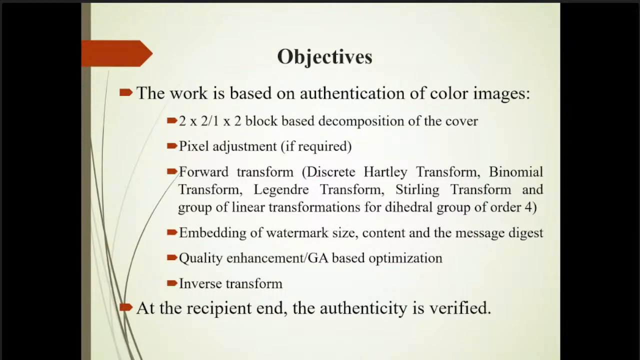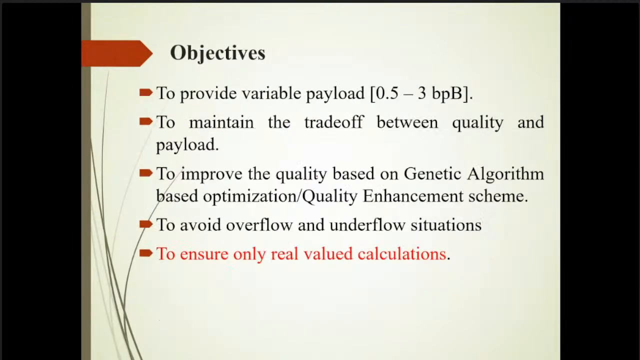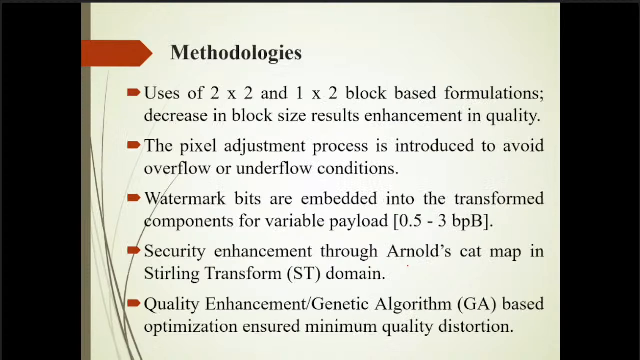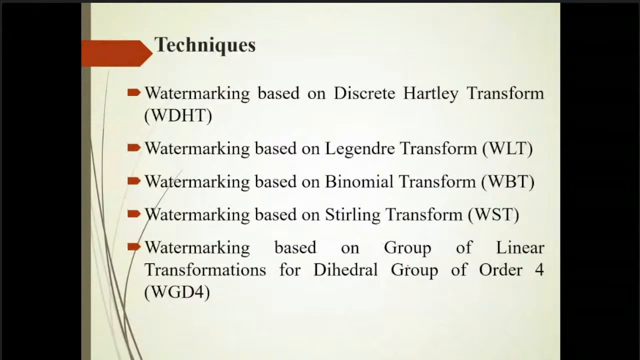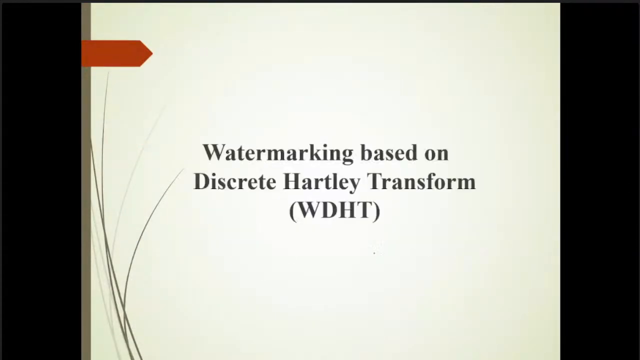Now there may be a fractional payload like 1.2. The reason is that I am not embedding uniformly in all pixels. I am selecting some pixels using some algorithm and embedding there only. These are my objectives I have already discussed, and we have embedded in the real components, and we have used 2 cross 2 and 1 cross 2 masks. So now let's see these 5 techniques and the quality enhancement of the technique.